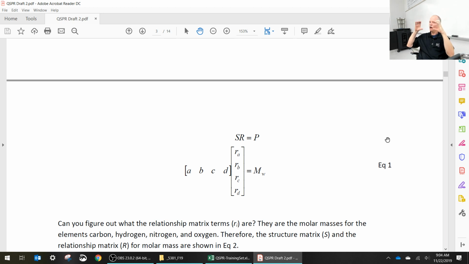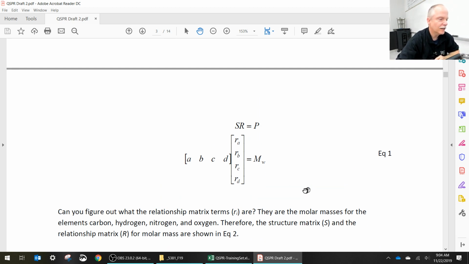We've got this row, and we're multiplying by a column. So we kind of tilt that row up, and A is multiplied by RA. And that's it. It's not multiplied by RB or RC. It's only multiplied by RA. And then B is multiplied by RB, and C is multiplied by RC, and then we add all those products together to get M, our molar mass. Okay.